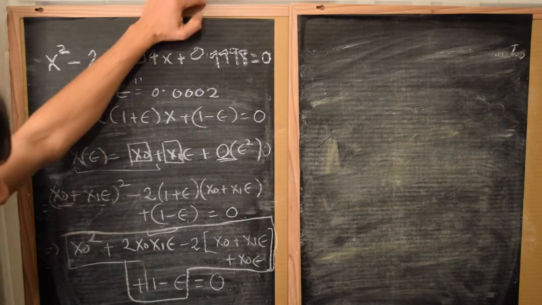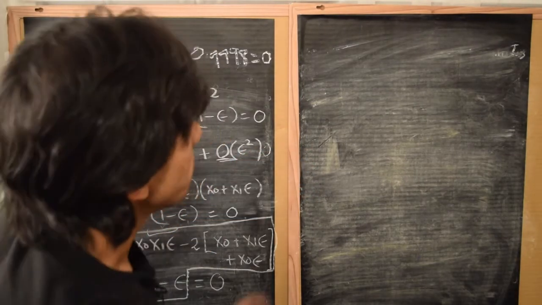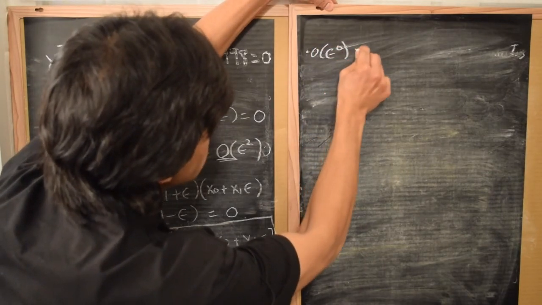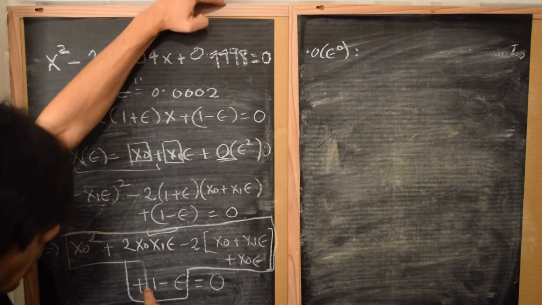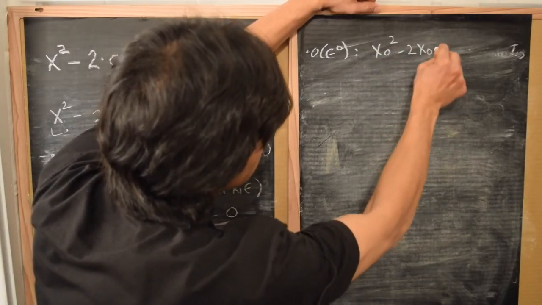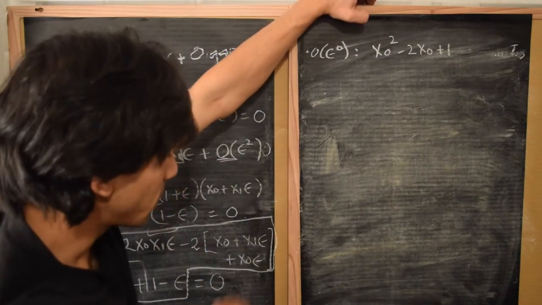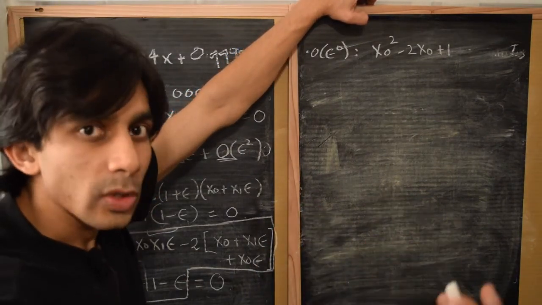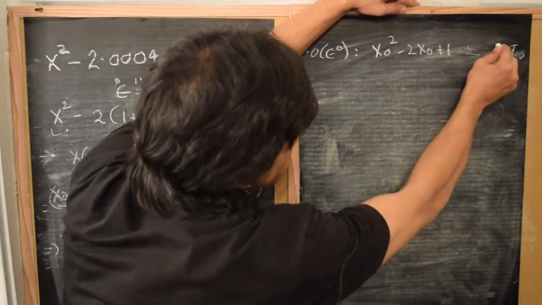So let's just collect like powers of epsilon and rewrite it on the right side of the board to make it clear. So what are the terms that are of order epsilon to the 0 in this equation? We have x naught square minus 2x naught plus 1. And again, generalizing, the idea is that if we have a power series expansion which is equal to 0, all the coefficients of the powers of epsilon must equal 0. So we'll find that this is 0.